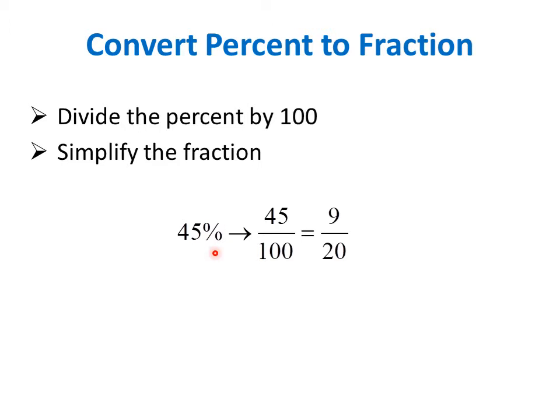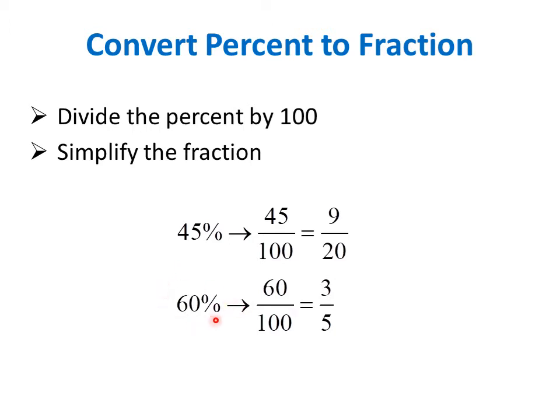Let's consider some examples. Let's say we have to convert 45% into a fraction. So we divide the percent, that is 45, by 100, and we have to simplify this resulting fraction. What is the common factor of 45 and 100? Of course, that is 5. So 45 divided by 5 is 9, and 100 divided by 5 is 20. Therefore, 45% is equal to 9 over 20.